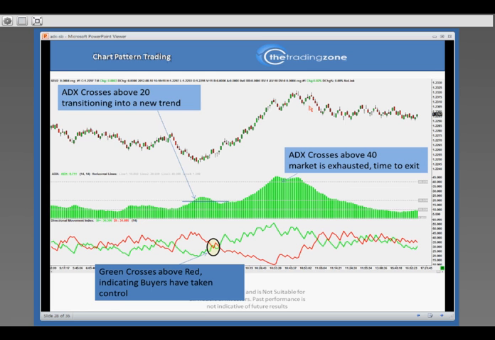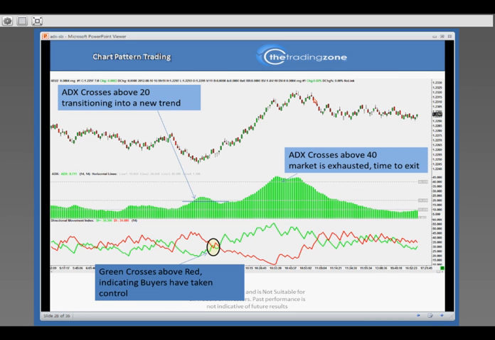Here it is. And the reason is, that's it, exactly. Same question, same answer. You wait for the next cross. The entries are on the cross. That's the go button. Why do we wait for the cross? Why not just take it when the ADX goes above 20 or above 40?